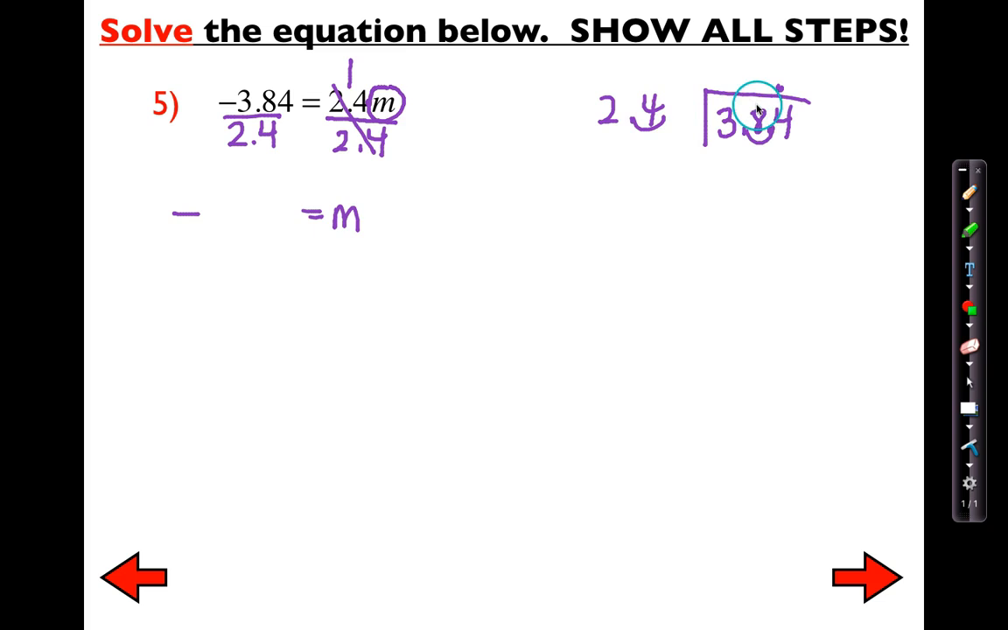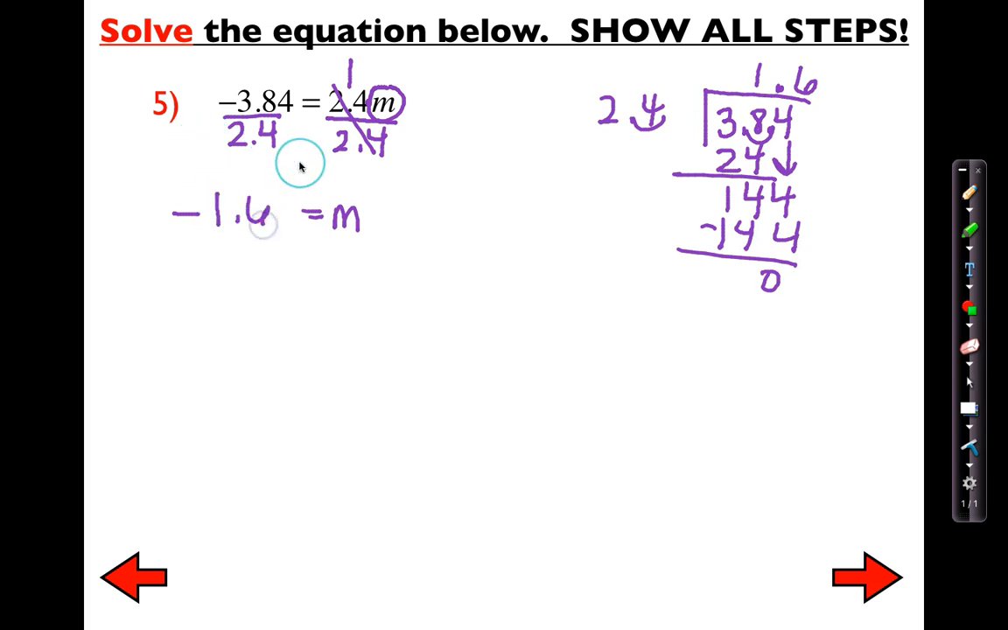24 can't go into 3. It can go into 38 once, with a remainder of 14. Let's bring down that 4. I'm going to go ahead and say that 24 goes into 144. Let's see, about how many times? Maybe 6 times? Yes, it does go in perfectly 6 times. So I'm going to go ahead and say my answer is negative 1 6/10.